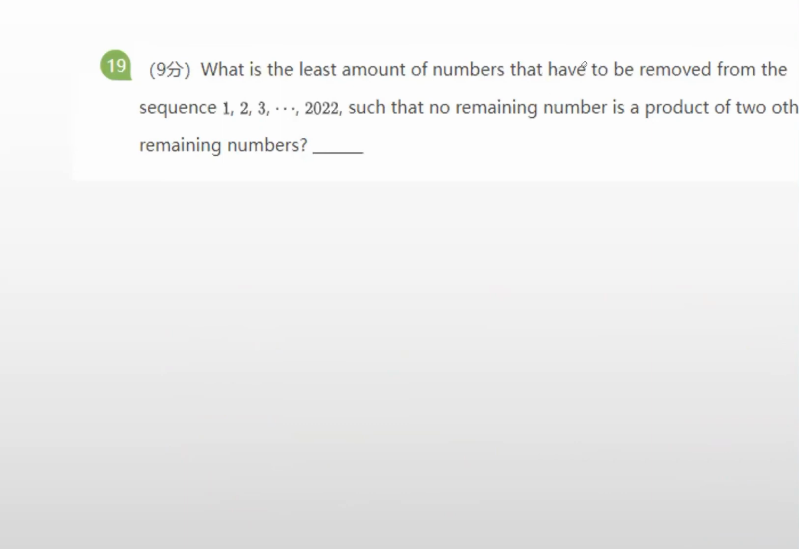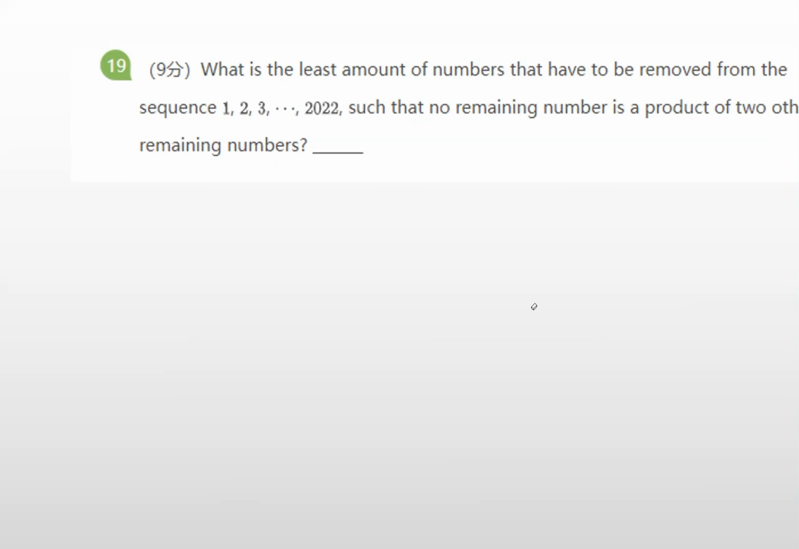This one is actually quite easy. Think about it. But it took me some time to figure out when I was doing it on my own. Because if you think about it, we want the least number of numbers that have to be removed from the sequence 1, 2, 3 up to 2022, such that no remaining number is the product of two other remaining numbers.